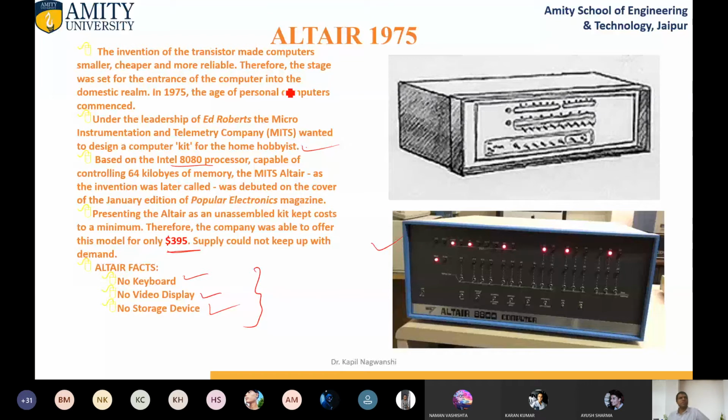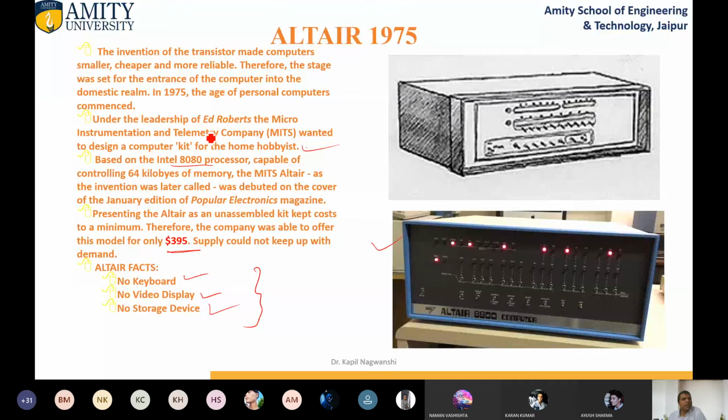So the invention of the transistor made computers smaller, cheaper, and more reliable. Therefore, the stage was set for the entrance of the computer into the domestic realm. In 1975, the computer comes. Okay, so with this device, a personal computer, because it is a very small device, like what we can say, whatever boxes you have, like shoe boxes, its size is around a shoe box.